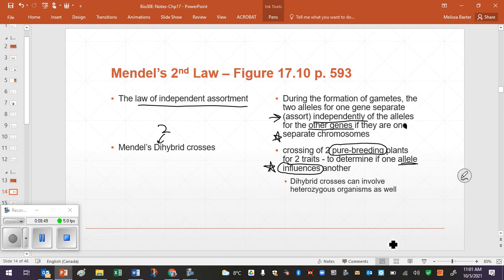Now, before we go through some examples of how it might look in a dihybrid cross, does anyone want to ask anything about independent assortment or what Mendel was doing in his dihybrid crosses?